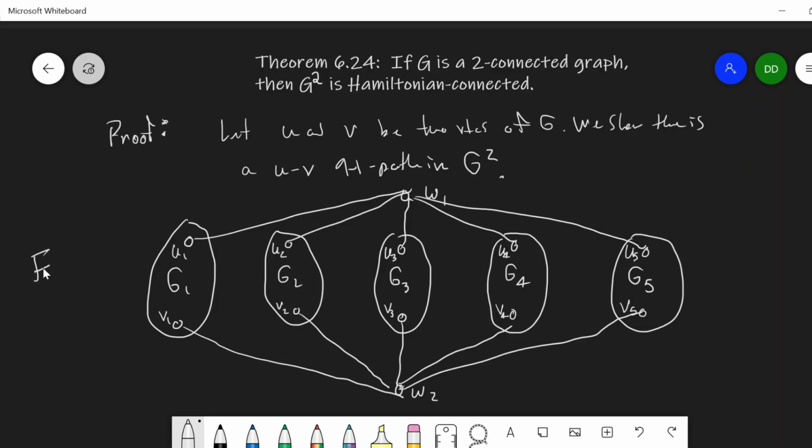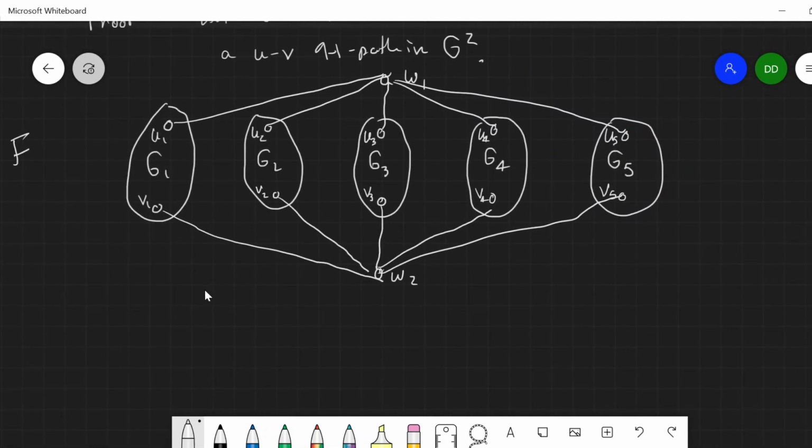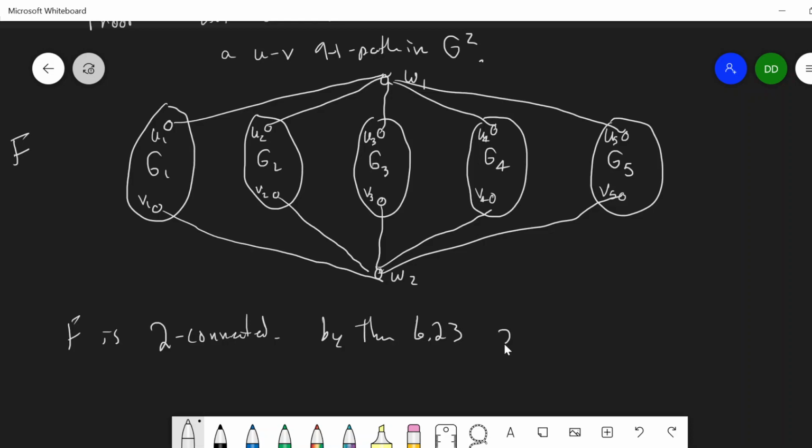So I'd like to use theorem 6.23 here, and that's that if G is 2-connected, then its square is Hamiltonian. So I need to show this graph is 2-connected, so that is there are no cut vertices here. Well, certainly neither W1 nor W2 is a cut vertex, and if I had a cut vertex in one of these copies, then it would be a cut vertex in G. If I just looked at G by itself and removed that vertex, it would be a cut vertex. And so there are no cut vertices, and so F is 2-connected. Which means, by theorem 6.23, that F squared is Hamiltonian.